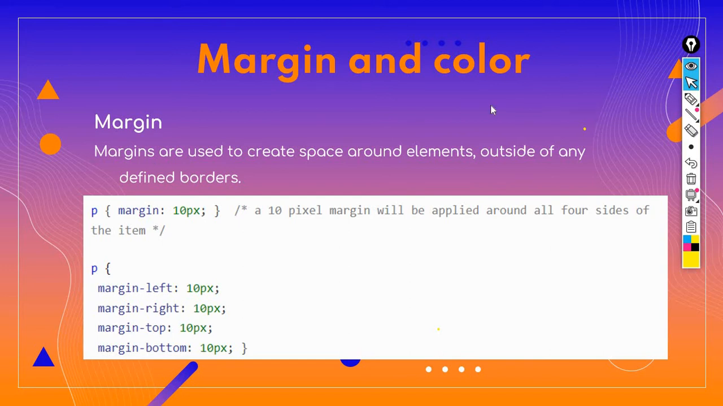Margin and color. So the margin property is used to create space around the elements outside of any defined borders. So it is the linchpin for positioning elements. So whenever you want to move something a little, the margin property should be your first thought. When having layout problems, it is the first thing you should check.